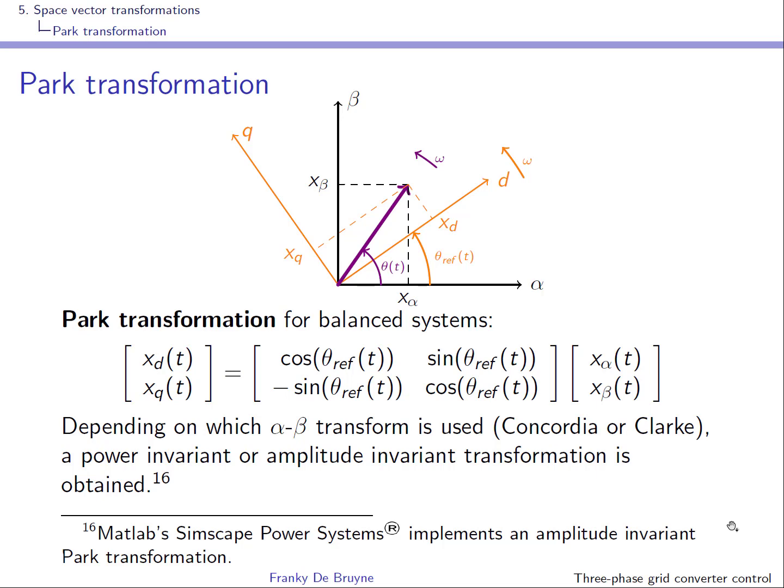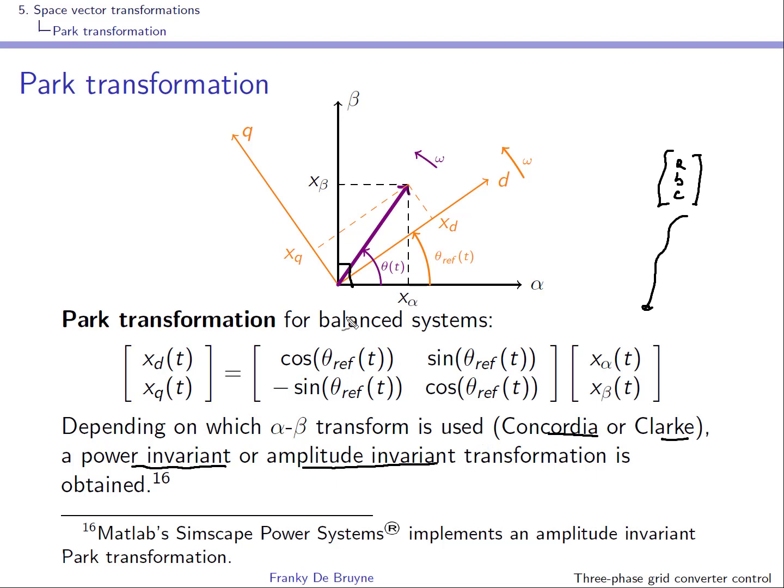So remember that we had started from an A, B, C framework where the axes were 120 degrees apart, and we've moved to this alpha beta framework where the axes here are 90 degrees apart, and you can either use Concordia or Clarke, and you know that Concordia is power invariant and Clarke is amplitude invariant.